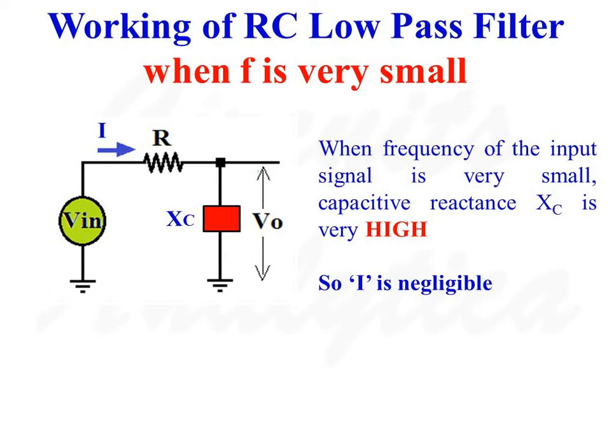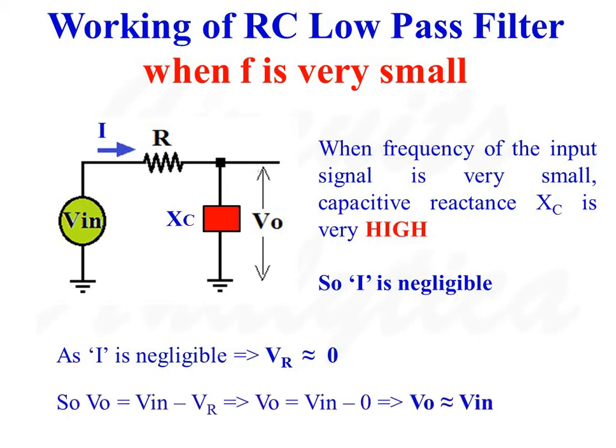It's not infinite, it is very high. So I is equal to Vin divided by a very high denominator. So I is negligible. As I is negligible, voltage drop across resistance R, VR is equal to 0. As VR is equal to 0, output voltage V0 is approximately equal to Vin.